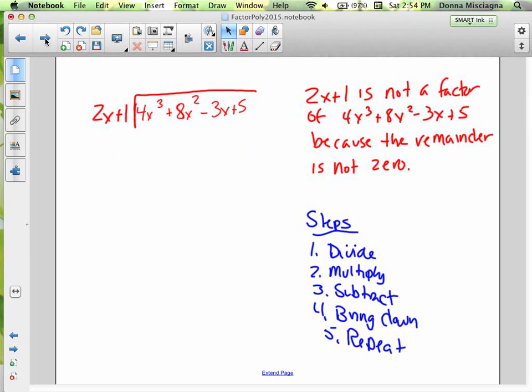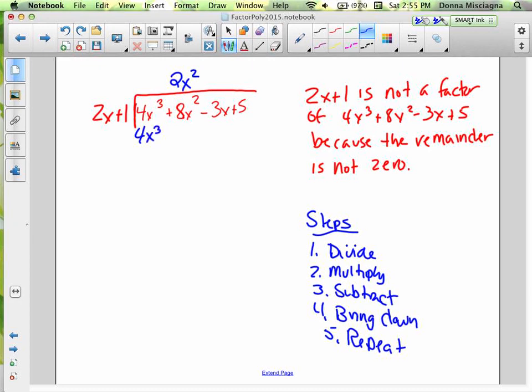All right, so we're dividing 4x cubed plus 8x squared minus 3x plus 5 by 2x plus 1. We have to get rid of the leading term. So what would we have to multiply 2x by to get 4x cubed? Well, of course, 2 times 2 is 4, so we're going to need a factor of 2. Our divisor has only one factor of x, and we're dividing into an expression with 3 factors, so we're going to need 2 more factors of x. And then we multiply. 2x squared times 2x gives us 4x cubed.